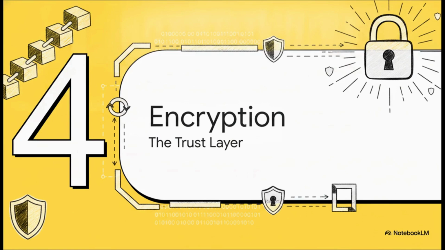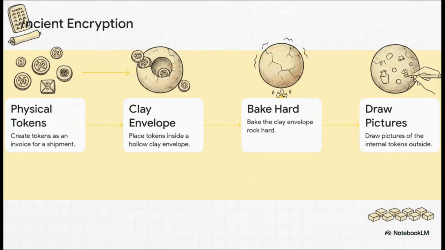Now for part four, encryption, the trust layer. So taking dynamic, automated contracts and running them on a highly visible, shared ledger obviously requires deep layers of trust, privacy, and security. But the concept of encryption actually isn't new. It goes back thousands of years to Mesopotamia.